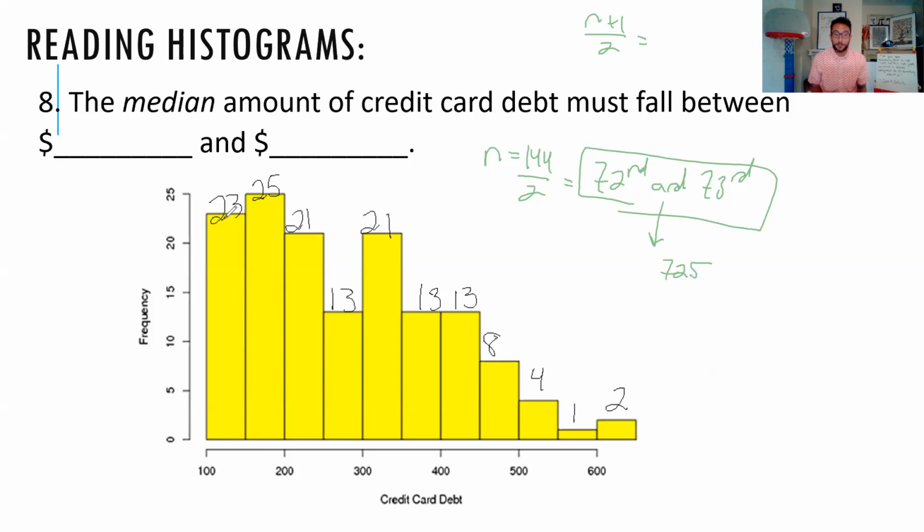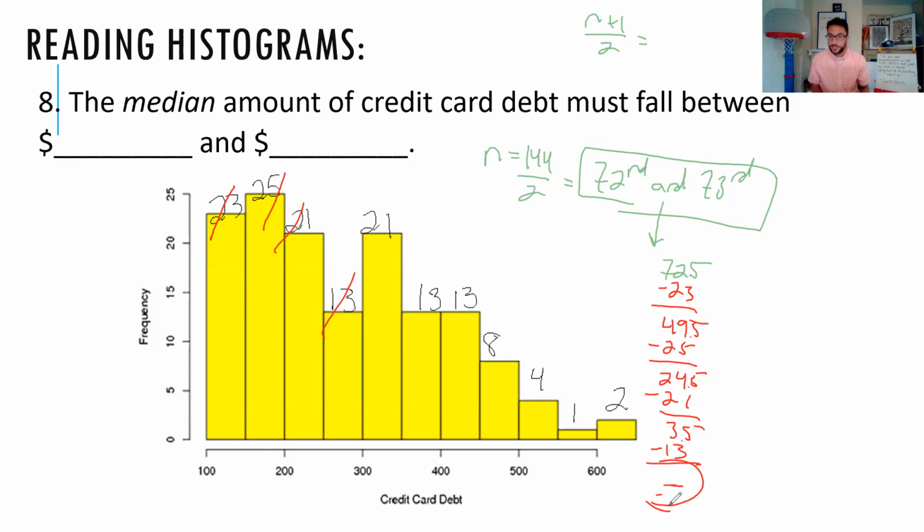One student started left to right and subtracted the frequency. So she would do minus 23, and that would give 49.5. And then she would do minus 25, and that would give 24.5. And then she would do minus 21, and that would give 3.5. And then she would do minus 13, and that's going to give a negative number.